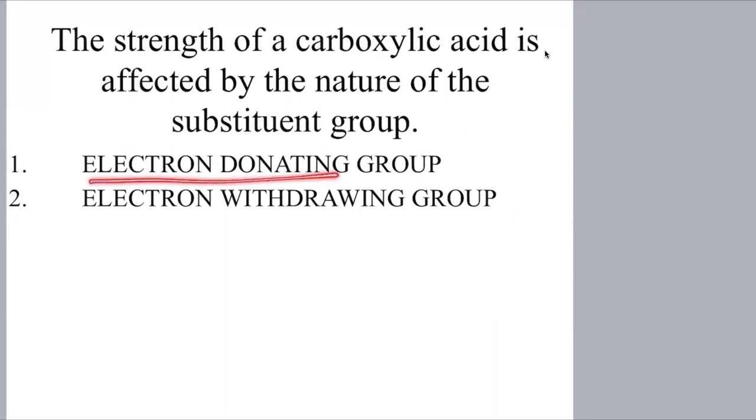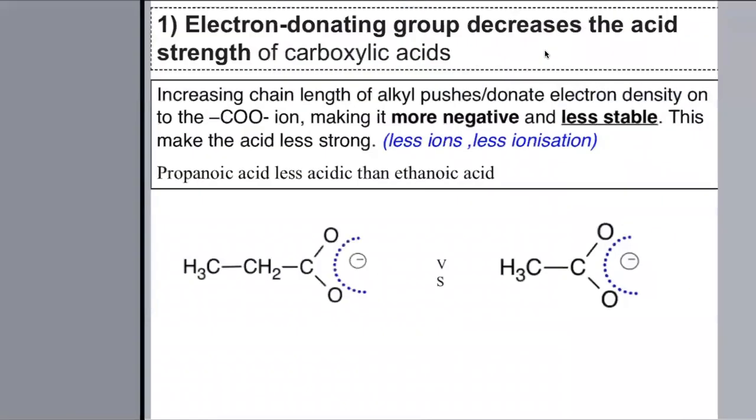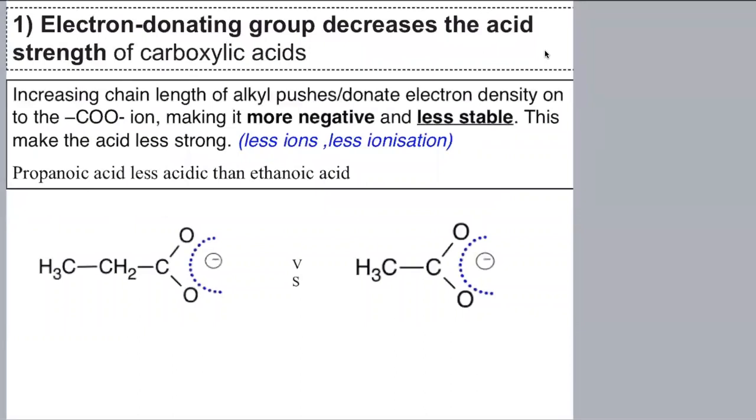You can have two types of group that have opposite effects to each other: electron donating groups and electron withdrawing groups. This is especially useful when you want to talk about the stability of the anion. First, we look at the electron donating group. In general, an electron donating group is said to decrease the acidity of the carboxylic acid. One of the common examples of an electron donating group is the alkyl group: methyl, propyl, butyl, ethyl, and so on.